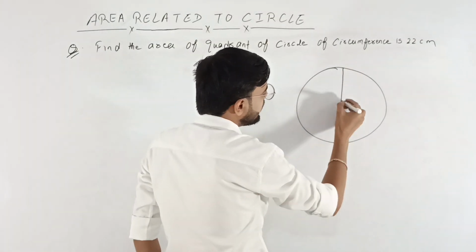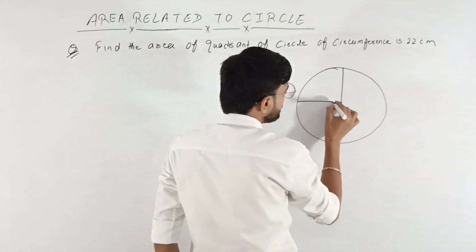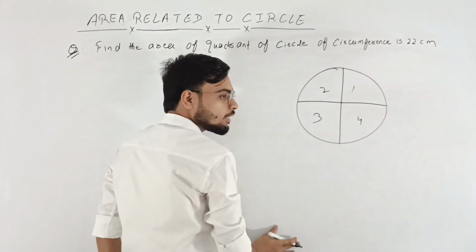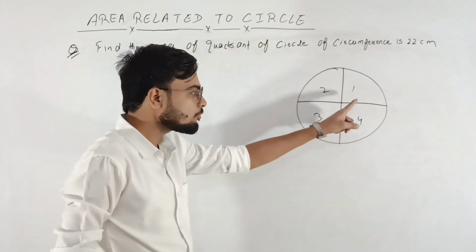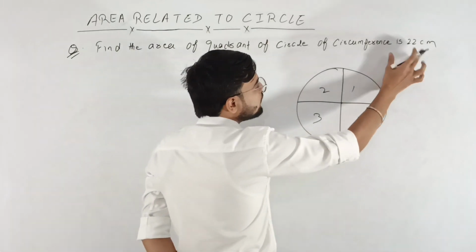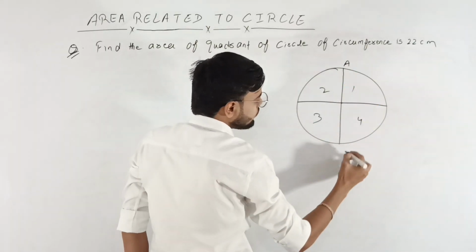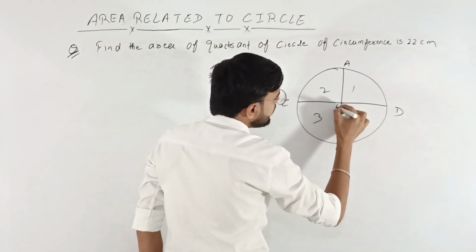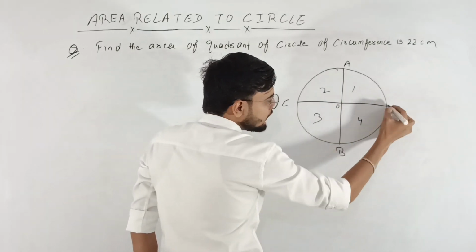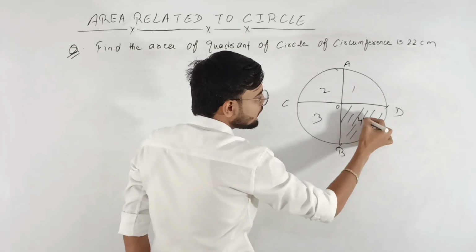Okay, so look here, this is my circle and the circumference is given as 22 centimeter. Quadrant means 1 by 4th part, so we have to divide this circle into 4 parts. Suppose this is a diameter, so this one is the first part, second part. Again I draw one diameter in this way. Then this one is the third part, and this one is the fourth part. So we have to find the area of any one part of this circle whose circumference is 22 centimeter.